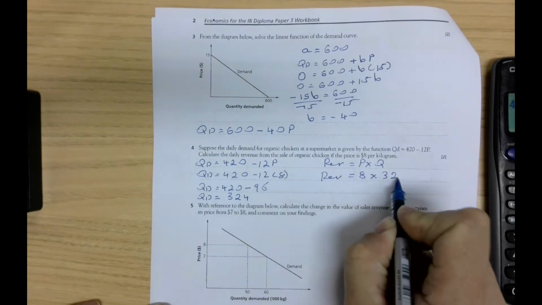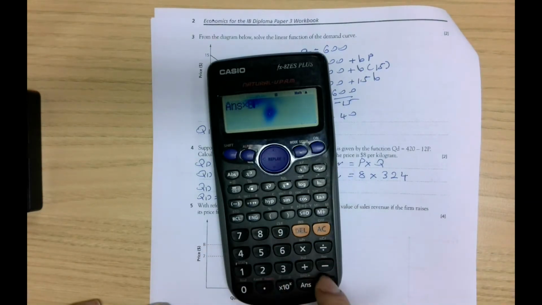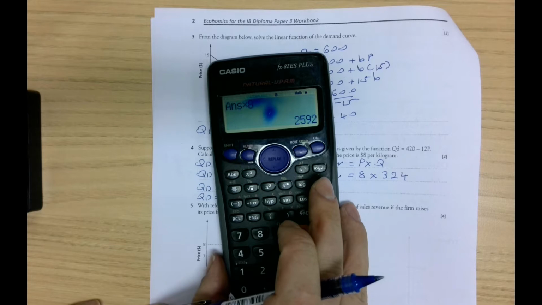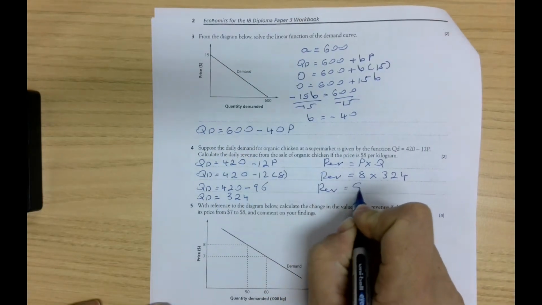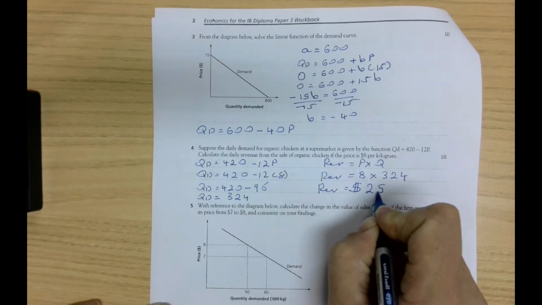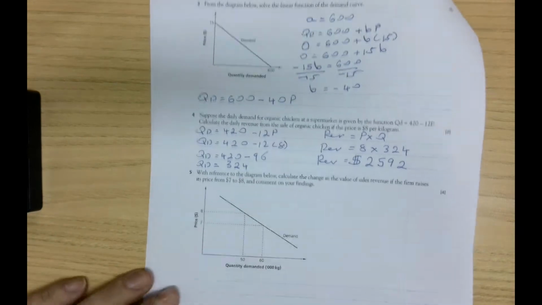the quantity, which is 324. Bring my calculator back in, times 8 equals 2592. So the revenue in terms of dollars, 2592. Okay. And there's nothing about thousands, so we're all good here.